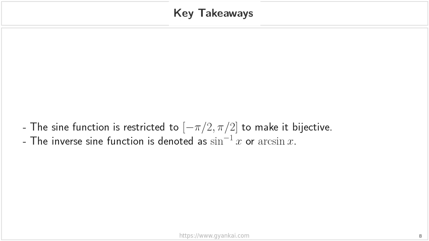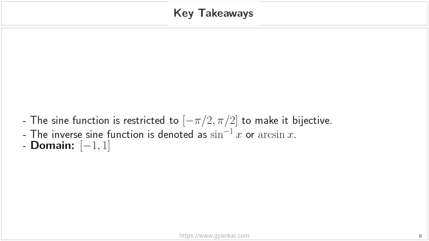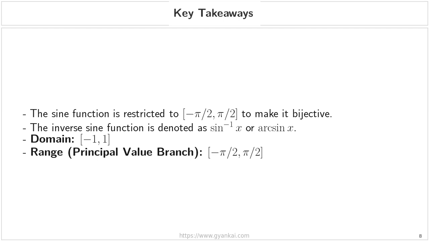Next, regarding notation, you will see the inverse sine function written in two ways: as inverse sine of x, or as arcsine of x. It is important to recognize that these two terms mean exactly the same thing. Now, let's review the boundaries. The domain of the inverse sine function is the interval from -1 to 1. This means that the input value you provide must fall within this range, as the sine of an angle can never be greater than 1 or less than -1. The range, which we refer to as the principal value branch, is the interval from -π/2 to π/2. This is the specific window where our unique answer must reside.